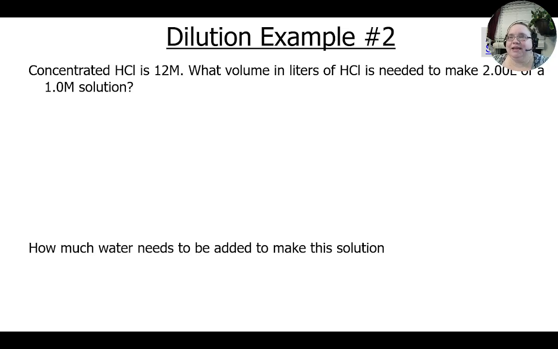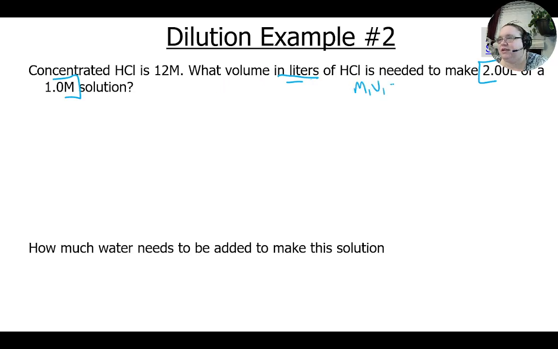All right, example number 2. This is a two-part problem. So we have a concentrated solution of hydrochloric acid that is 12 molar. It's asking us for the volume in liters of hydrochloric acid needed to make 2 liters of a 1 molar solution.